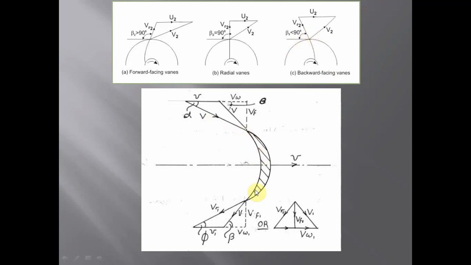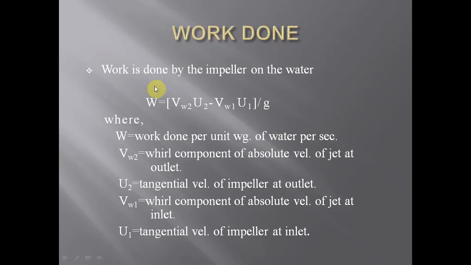So this is the velocity triangle for the above three diagrams: forward facing, radial vanes and backward facing. Next one is the work done.